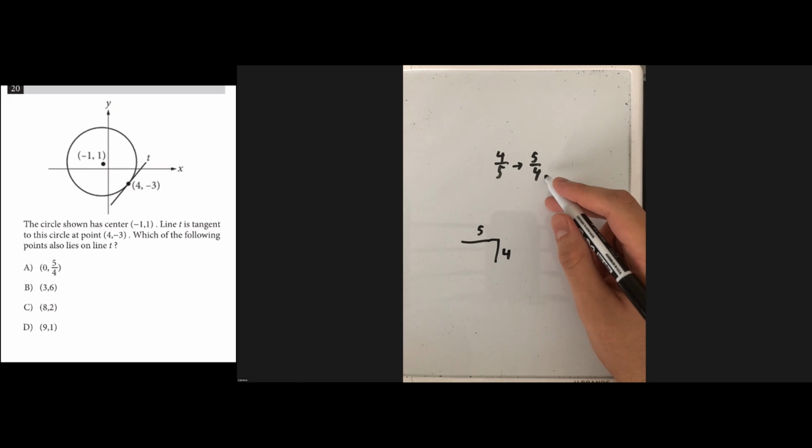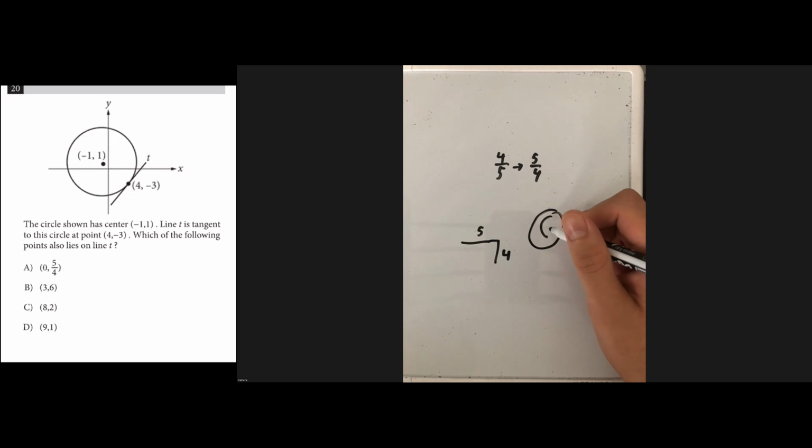And so if we're increasing from 4 to 8, that's a difference of 4. So 4 times 5/4 is just 20/4, which is just 5. So the y would increase by 5, which gets us 8, 2. So the answer choice here would be C. Basically, every time you increase x by 1, you're increasing y by 5/4.